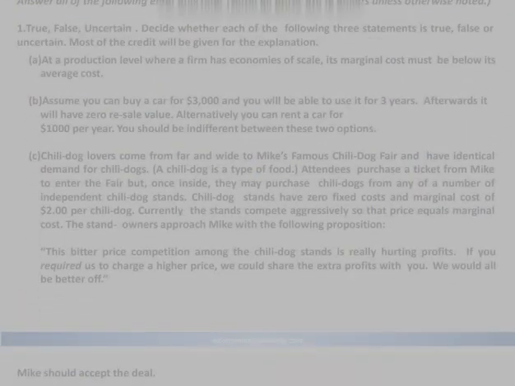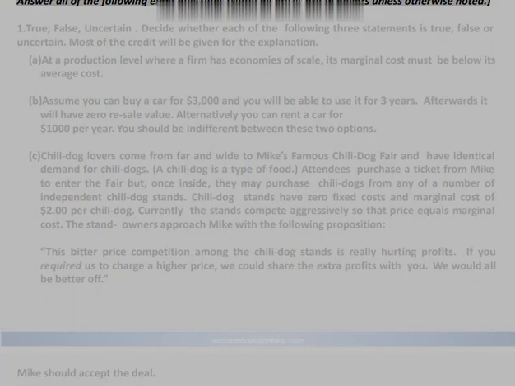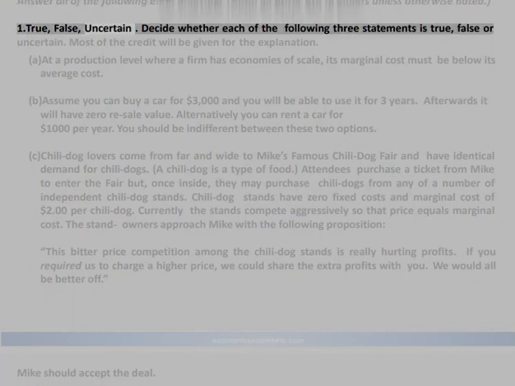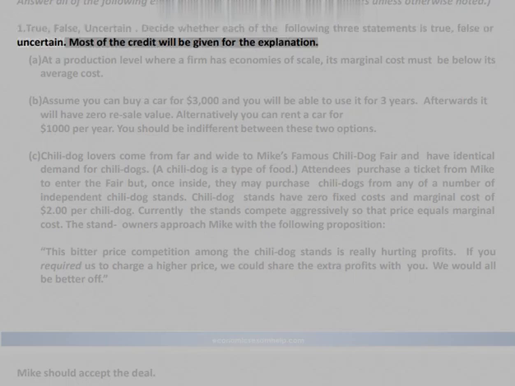Answer all of the following 8 questions. Note, all prices are in dollars unless otherwise noted. 1. True, false, uncertain. Decide whether each of the following 3 statements is true, false, or uncertain. Most of the credit will be given for the explanation.